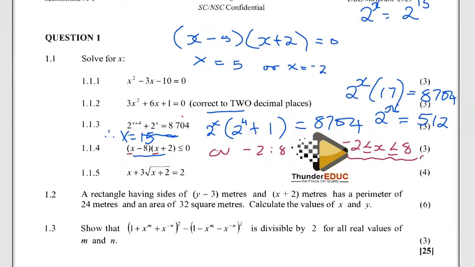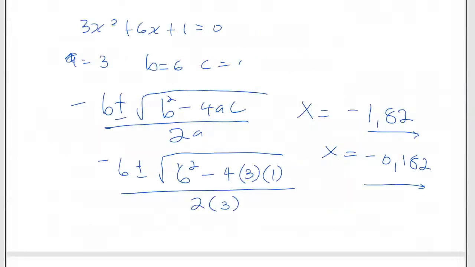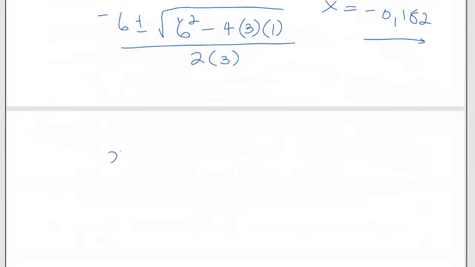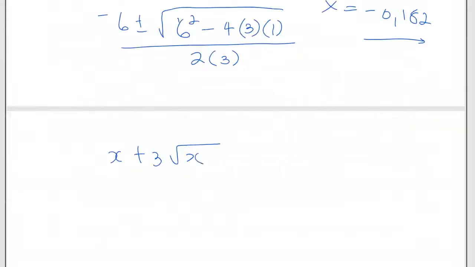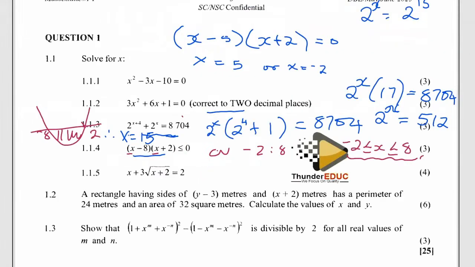Okay. Alternatively, people can use the parabola, draw your parabola. You have your negative 8, you have your positive 2, and then you shade off the required region. Okay. Then 1.1.5. We have x plus 3, let's stretch it this side. So we're saying x plus 3 square root of x plus 2. And then this should be equivalent to a 2.